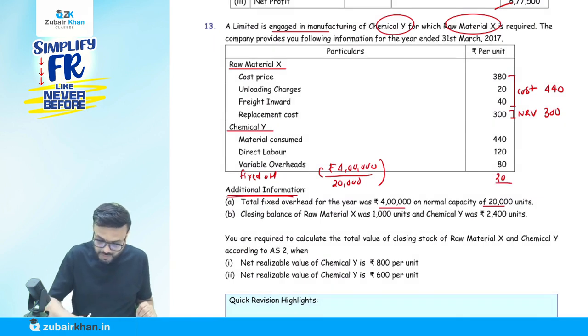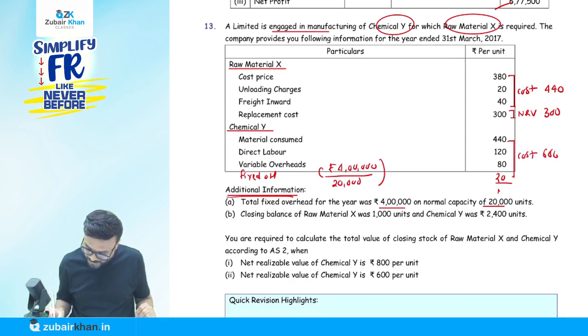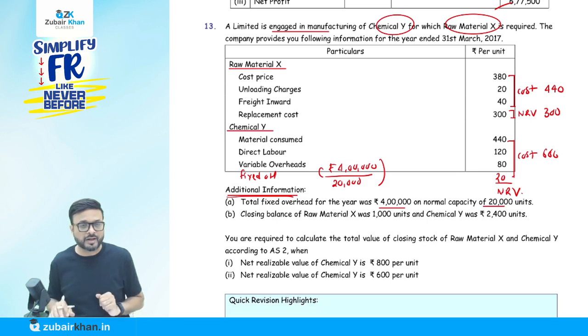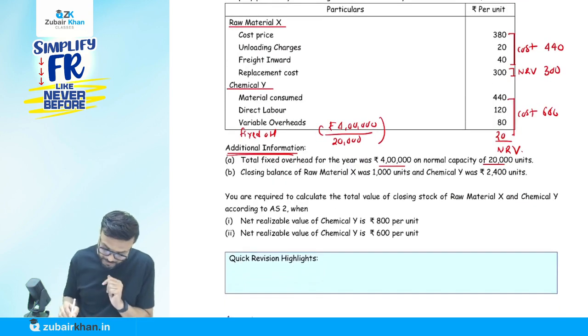How much is the total cost? 440 plus 120 plus 80 plus 20. So this is the total cost. Very simple. Yes. This is the total cost. How much is the cost of finished goods? 660. Now we have to compare it with the NRV. Then we can find it out. So simple. Then they say closing stock of raw material, we have 1000 in the closing stock.